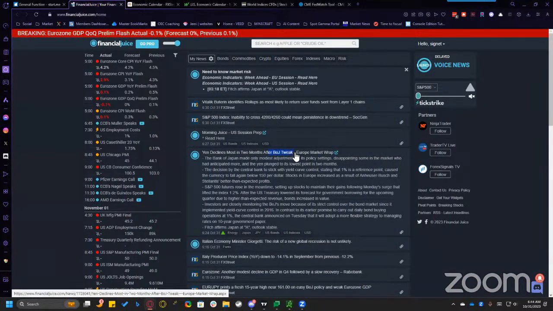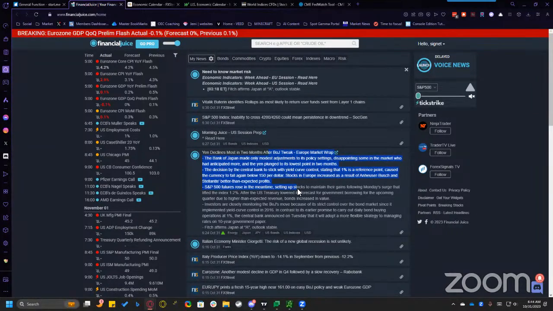Bank of Japan tweak. So as I mentioned, they are making some changes, but according to this article, it was a modest adjustment. I like how they put that. It was just a modest adjustment. So everything that comes out of Japan is worth a read, especially when it's connected to the FX markets, right?